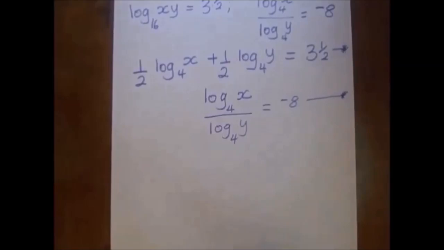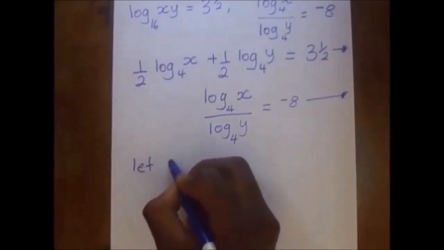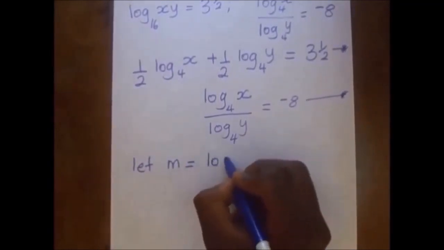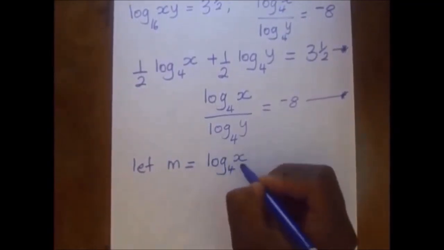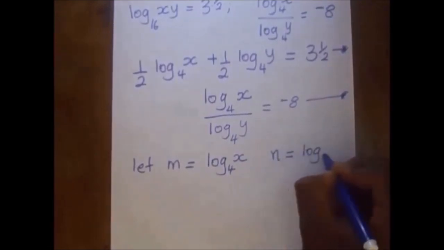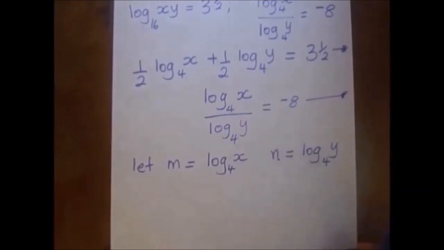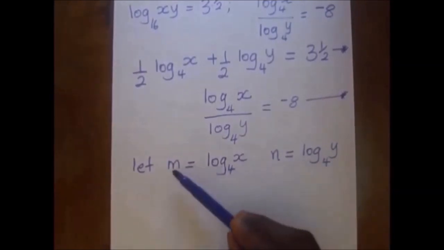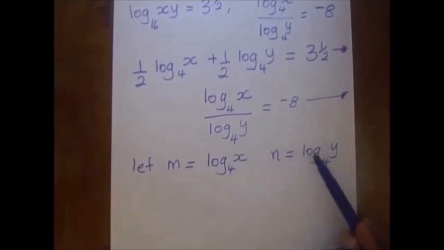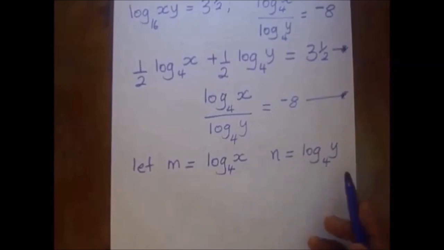So to obtain an easier to deal with kind of expression, we shall say that let m be equal to the log of x base 4 and let n be equal to the log of y base 4. So we shall substitute where we have log of x base 4, we put there m. Where we have log of y base 4, we put there n, and we obtain new expressions.